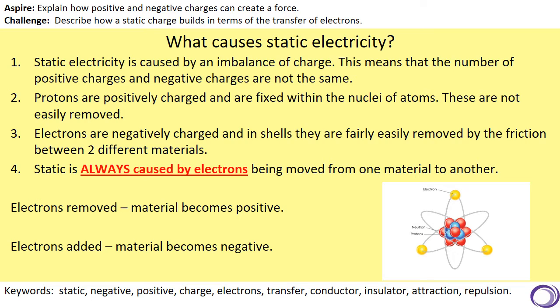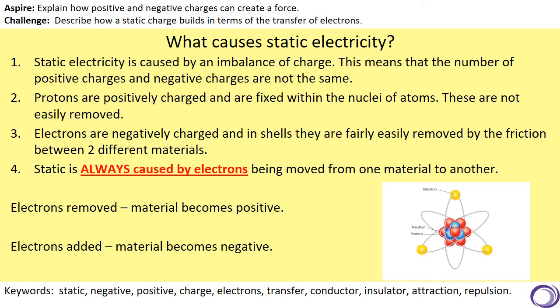Number 3, electrons are negatively charged and they're arranged in shells. That's the Bohr model of the atom that is described in chemistry. But because they're much further away and the forces are quite weak, they can be removed by friction. So when two different materials are rubbed together, electrons can go from one material to another. So static is, in bright red font, always caused by electrons being moved from one material to another. Whenever you answer a question about what's causing static, you are talking about electrons moving from one place to another. That's all you've got to do.